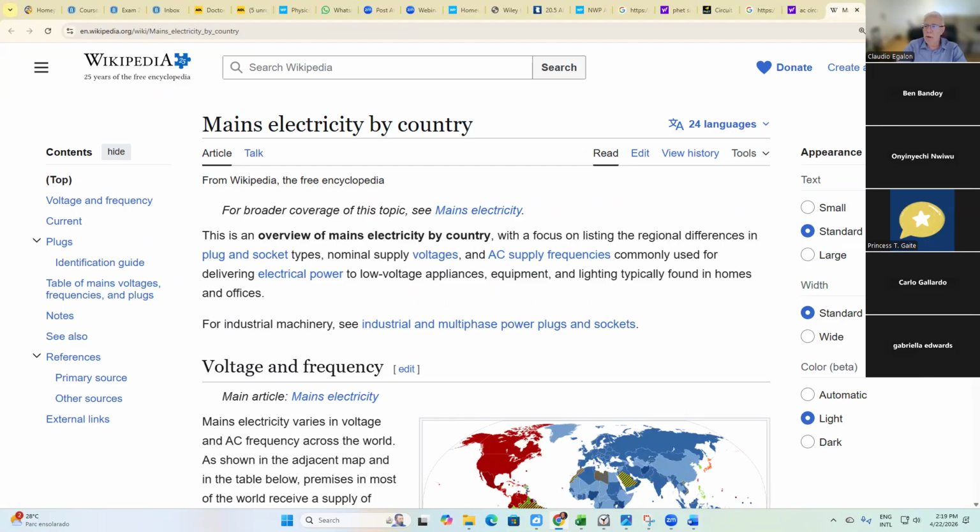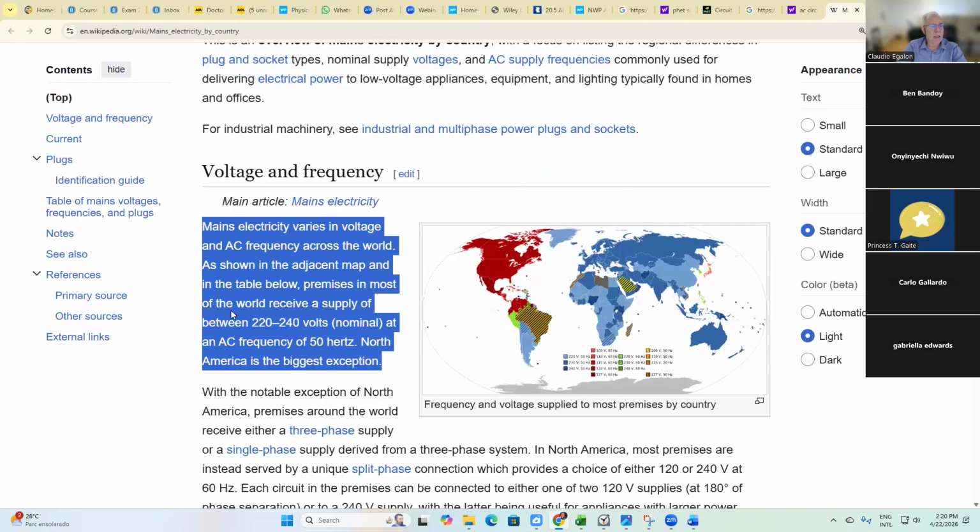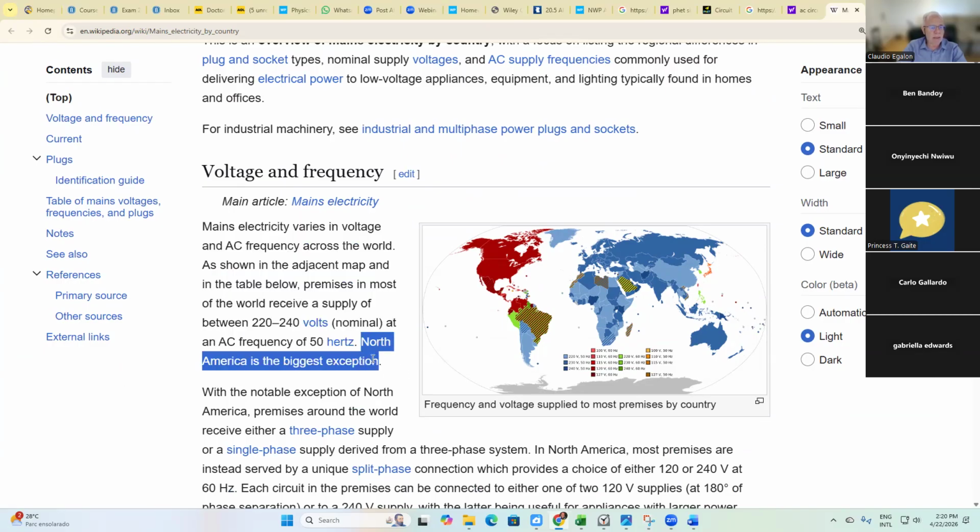Here's the overview, right? That's Wikipedia, voltage and frequency. Mains electricity varies in voltage and AC frequency across the world, okay? As shown in the adjacent map and the table below, premises in most of the countries receive a supply of between 220 and 240 volts nominal at the AC frequency of 50 hertz. North America is the biggest exception.